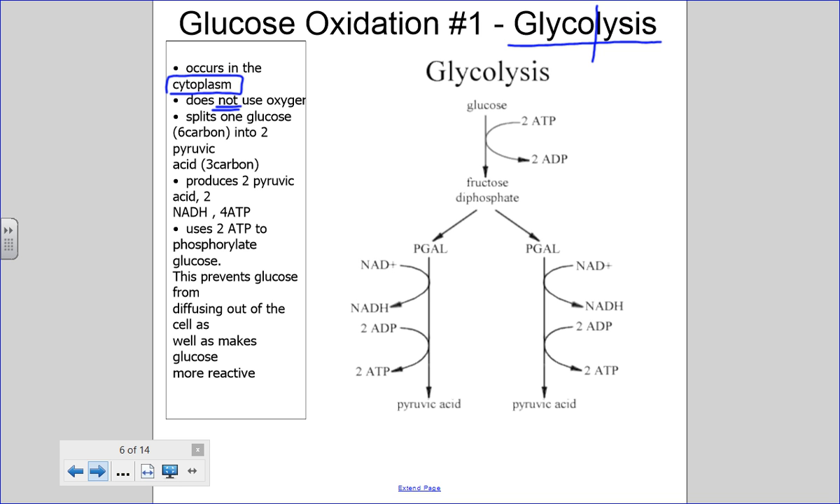Now, what is the overall point of this step? That's this third thing. I'm going to take one glucose, which has 6 carbons, into 2 pyruvic acids, which each have 3 carbons.